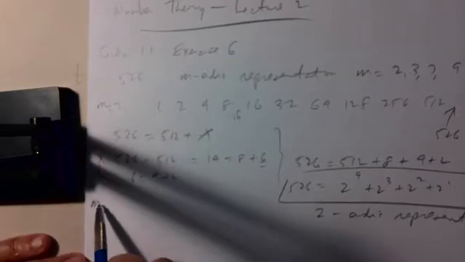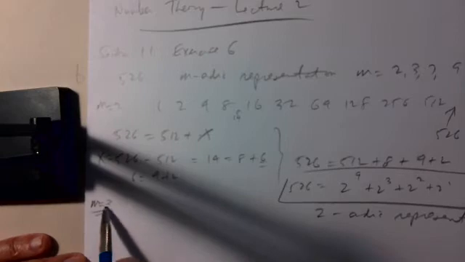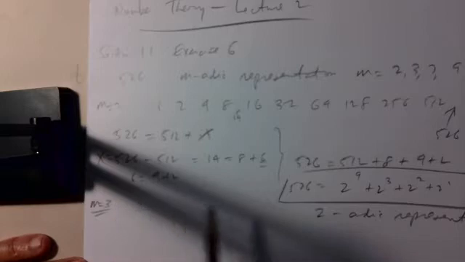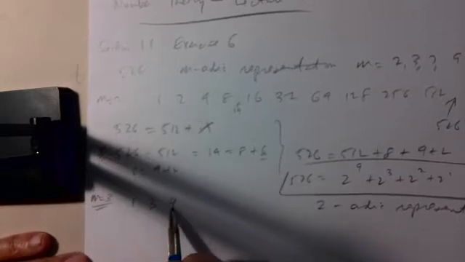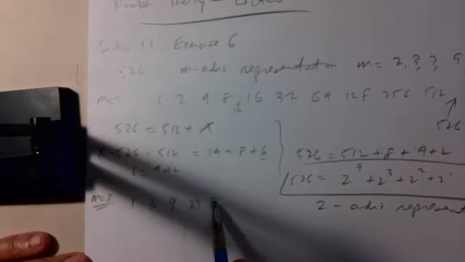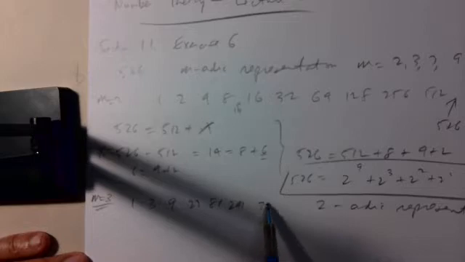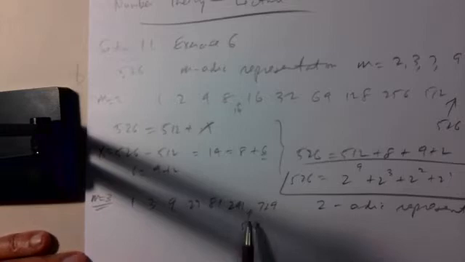Look at M equal 3. Let's find the three-adic representation. So you have to know what the powers of 3 are: 1, 3, 9, 27, 81, 243, 729. 526 is between 243 and 729.